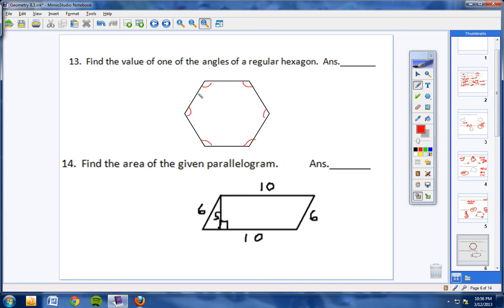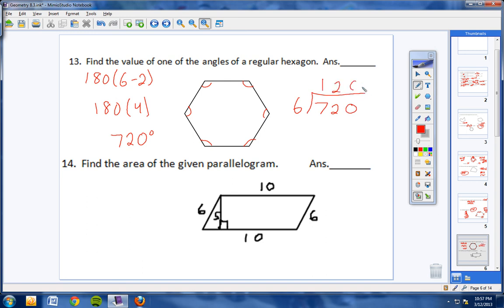Now there's 6 sides, so real quick, I'm going to find out what all of these angles equal when they're added together. So 180 times n minus 2, and there's 6 sides, so 6 minus 2. That would be 180 times 4, and that should be 720 degrees. So when you add up all 6 angles, you get 720. Well, I want to find out the value of one of the angles. Now, you could not normally just divide by 6 unless all the angles are congruent, and all of the angles are congruent. So 6 goes into 7 once, 2, 0. Each angle is going to be 120 degrees.